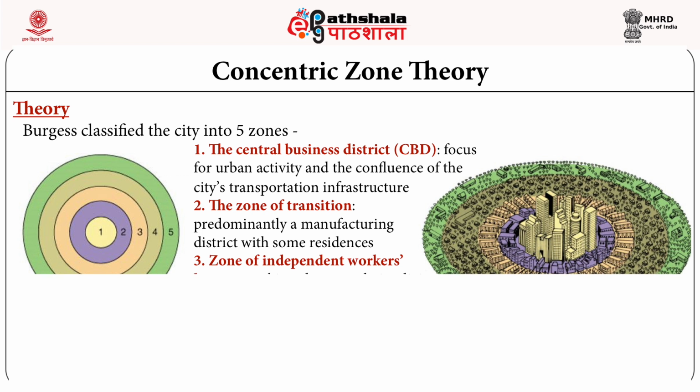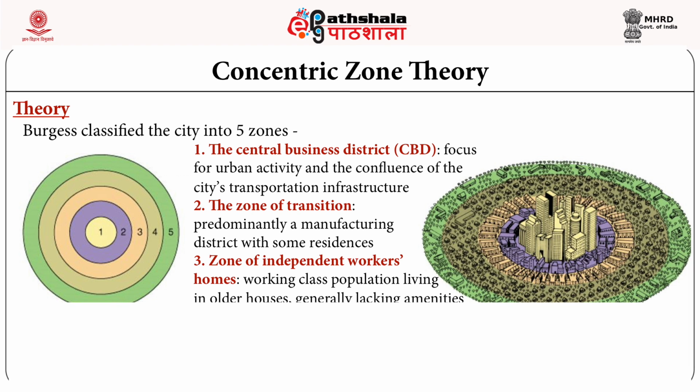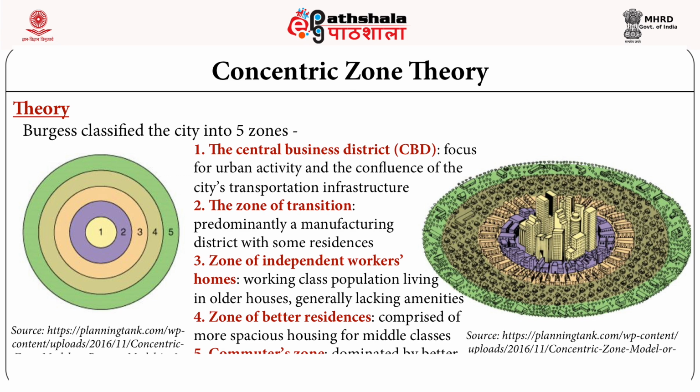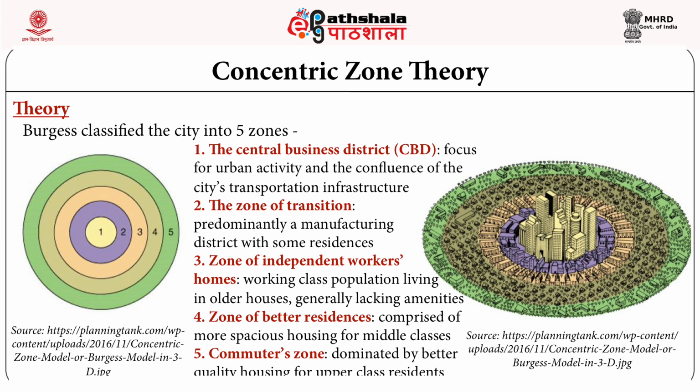The third zone was of independent workers' homes, which has a working class population living in older houses, which generally lacked amenities. Then zone 4 was an outer zone which had good residences, comprising spacious housing for the middle classes. People could move out and live there because of better transportation facilities. And then there was number 5, which was the commuter zone, which was dominated by better quality housing for upper class residents. So, we can see that as we go away from the center, the economic class goes from lower economic class people to the middle classes and to the upper classes. So, there are more upper class residents in the outer zone, that is the 5th zone.